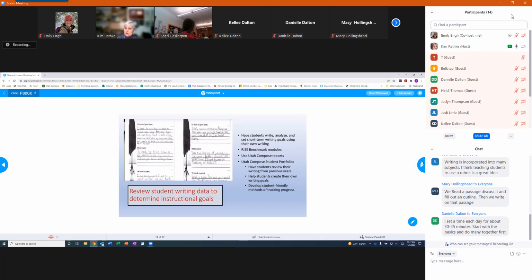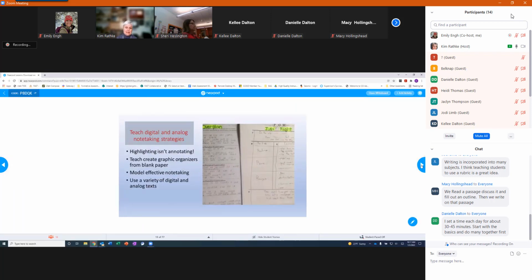And that's one of the things that you want to do: reviewing their writing from previous years, helping them create their own writing goals, and developing methods so that they can track their own progress, because that's the key.